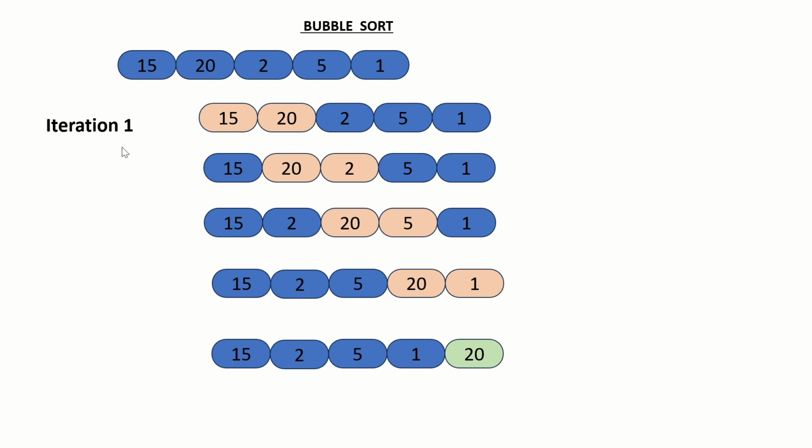So at the end of iteration 1, the largest element, that is 20, has occupied the last position. So this is the sorted one. The green is the sorted one and blue is the unsorted array.